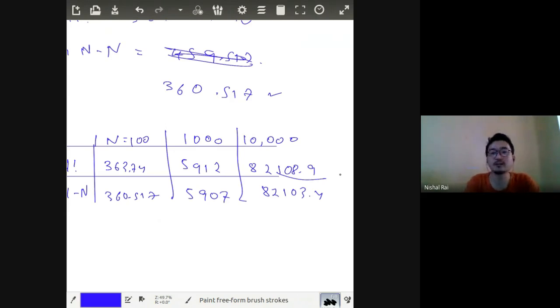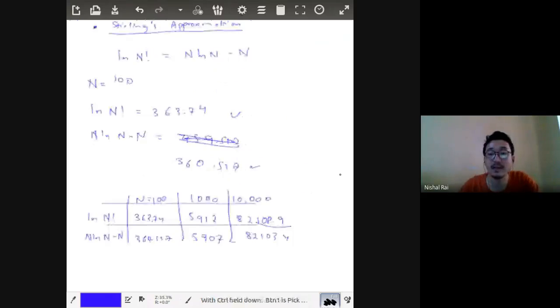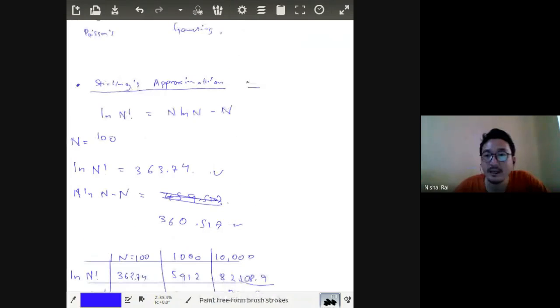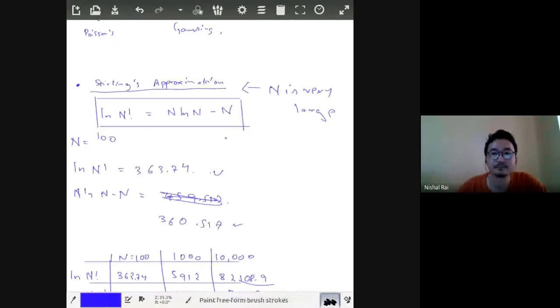Now that's why it's called the Stirling formula. This is an approximation where n is very large. And all of you, just remember this formula. It will be very helpful later. Is it clear?